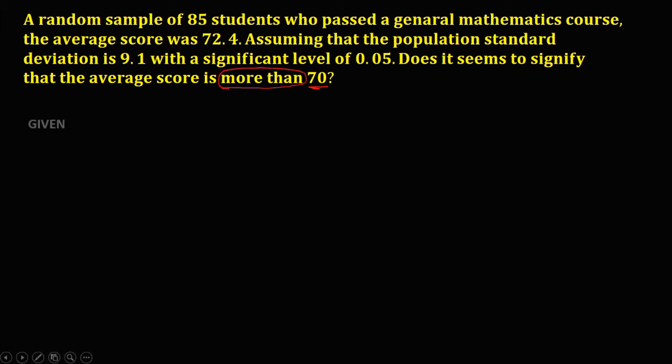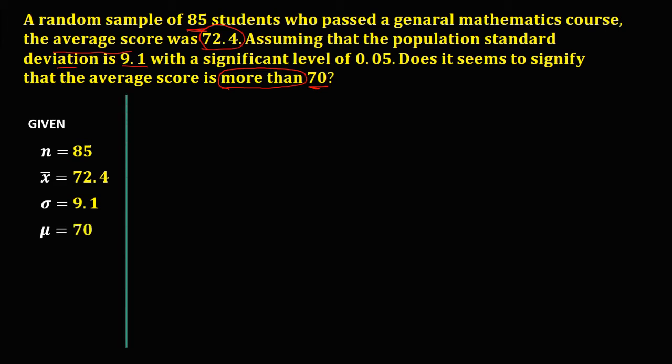So first, we need to list the given. So n, that's the sample size. Since we have a random sample of 85 students, n is equal to 85. And from that 85 students, we have an average score of 72.4. So the sample mean is equal to 72.4. Then the standard deviation, that's 9.1. And the hypothesis mean, that's 70.